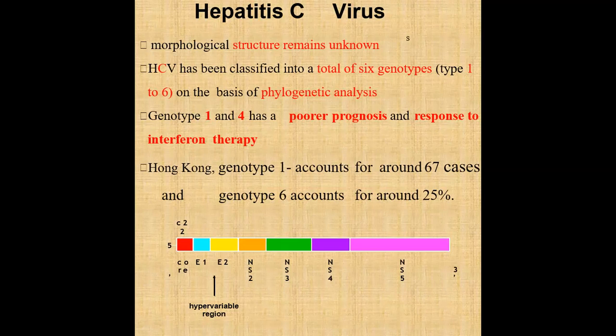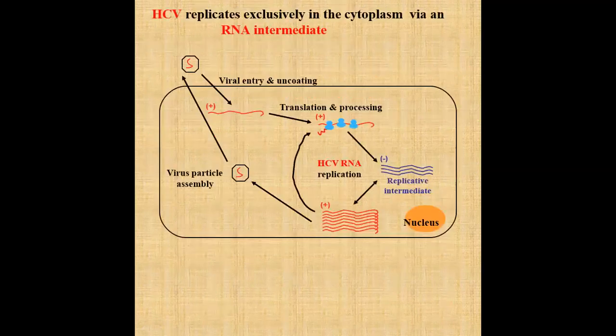In Hong Kong, genotype 1 accounts for near about 7 cases observed, and genotype C accounts for near about 25% that we observed in Hong Kong. Now, regarding replication, hepatitis C virus replicates exclusively in the cytoplasm, meaning it does not affect the nucleus. Mostly the virus growth is found in the cytoplasm of the cell.